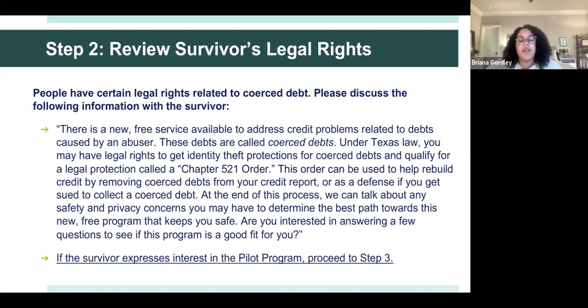There is a new free service available to address credit problems related to coerced debts caused by an abuser. These debts are called coerced debts. Under Texas law, you may have legal rights to get identity theft protections for coerced debts and qualify for a legal protection called a Chapter 521 order. This order can be used to help rebuild credit by removing coerced debts from your credit report, or as a defense if you get sued to collect a coerced debt.